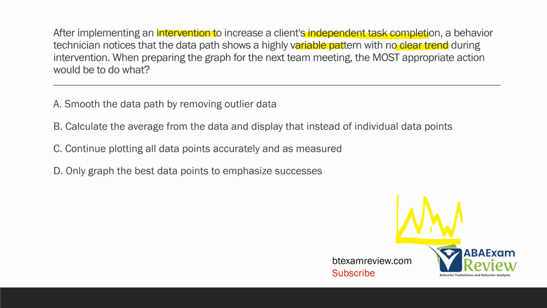D, only graph the best data points to emphasize successes. That would be the worst thing to do, because now we're manipulating data. We're showing something that doesn't exist. Graphs are there to help us visualize what is happening with the behavior. If we're manipulating that data in any way, we're not giving an accurate representation of what's happening with the behavior. So the most appropriate action is to continue plotting all data points accurately and as measured, no matter how bad that data might be.